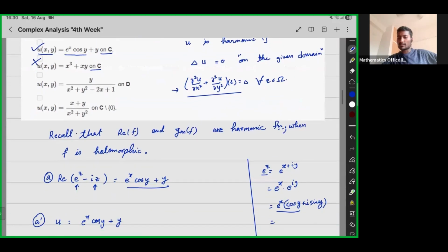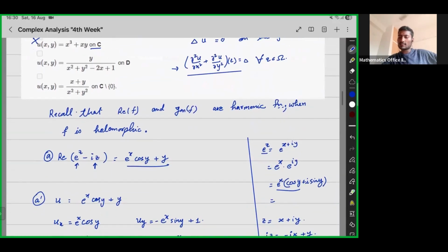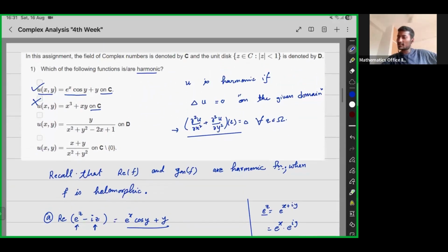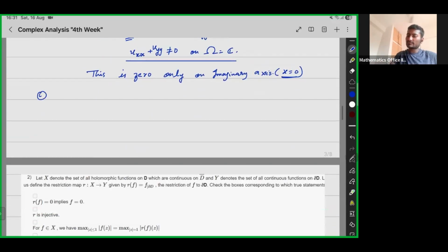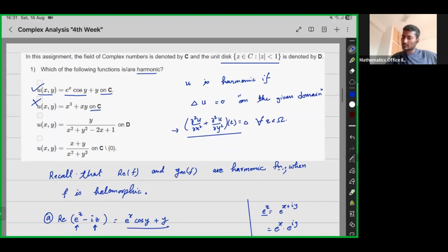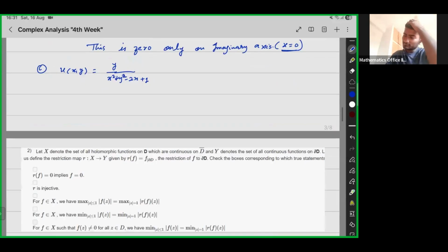Okay, so let's see now the third part. We have y divided by x square plus y square minus 2x plus 1 on D, and D is this unit disk. So let's write this. Part C, we have u of xy is equal to y divided by x square plus y square minus 2x plus 1. Right. So this further can be written as y divided by (x minus 1) whole square plus y square. Correct.